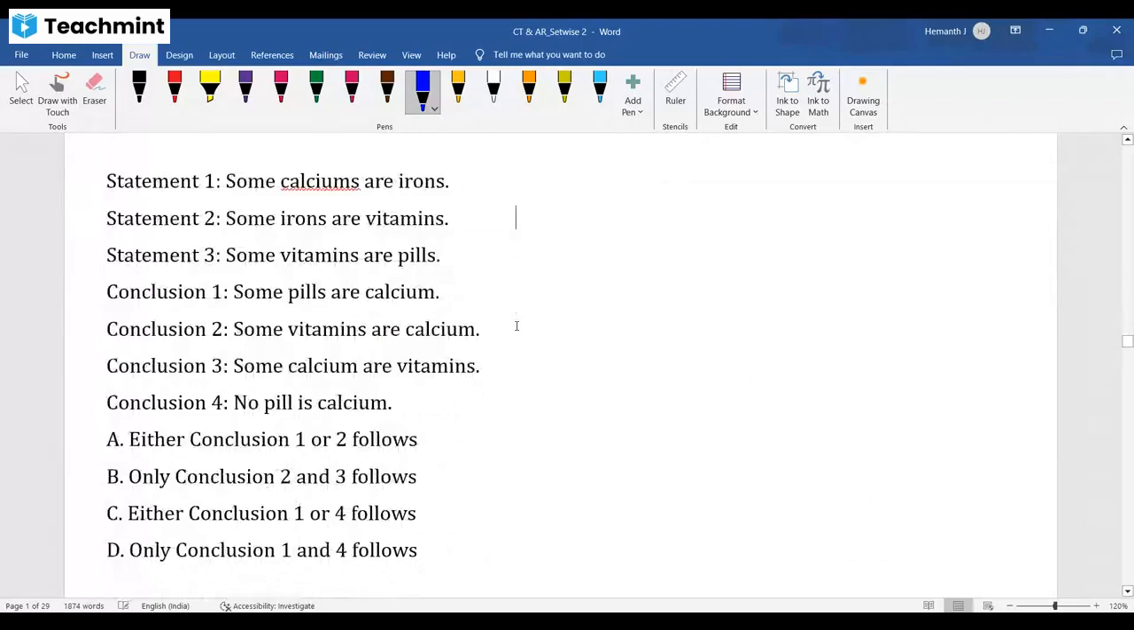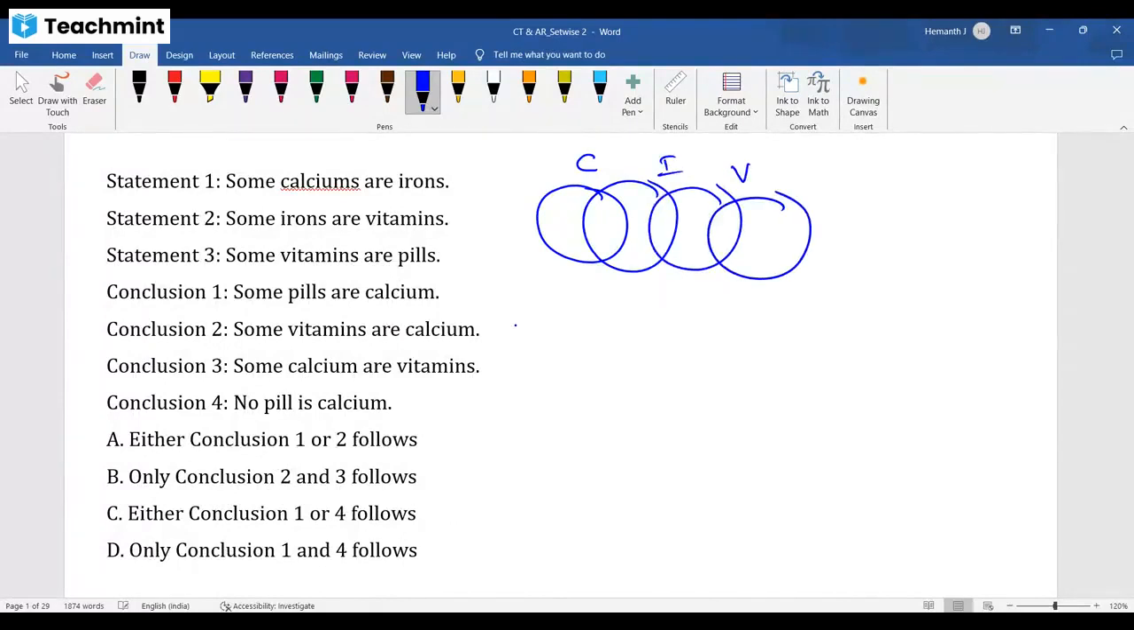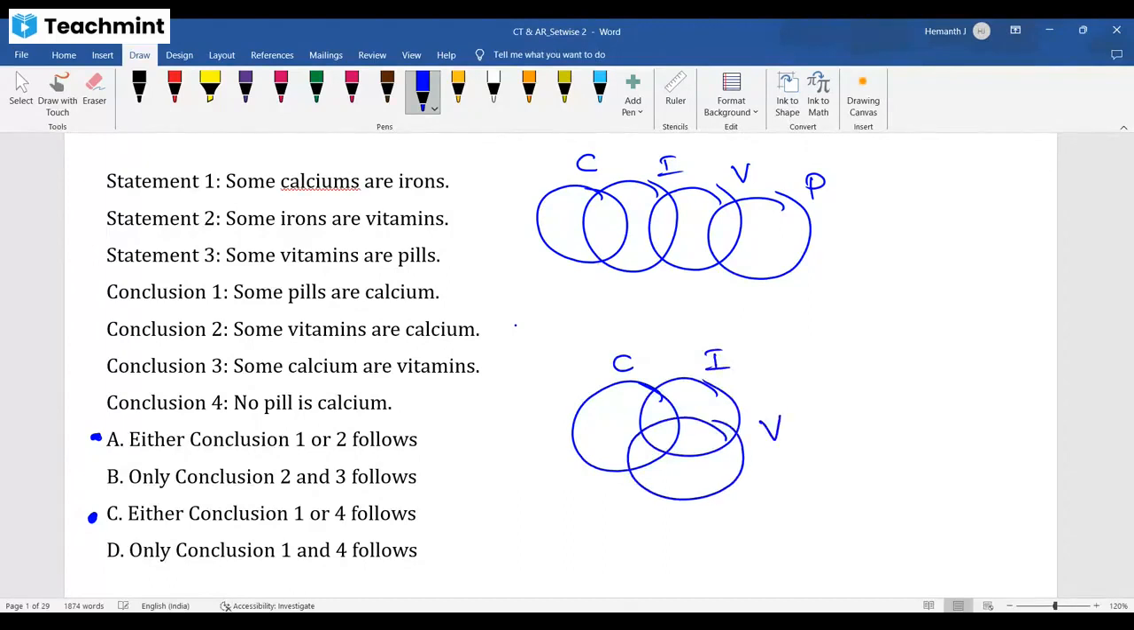Now here, some calciums are irons, some irons are vitamins, some vitamins are pills. This is one diagram. You have either or. My dear friend, when you have either or, hold on. Either or is there, you cannot eliminate directly. This is one diagram. The other diagram: some calciums are iron, some iron are vitamin, some vitamin are pills. Still, this is also correct.